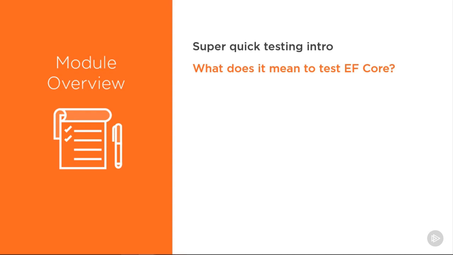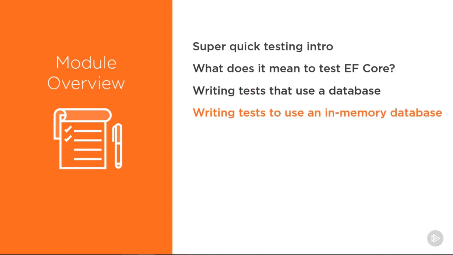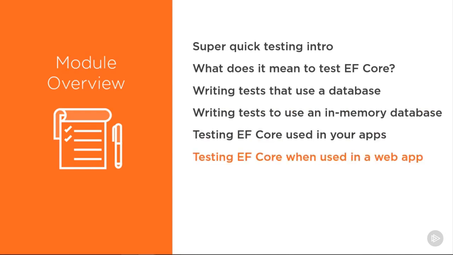Then we'll create some tests that interact with EF Core, either directly or indirectly. The first one will use the SQL Server database in its test. Then we'll switch to EF Core's in-memory database provider for running your tests against EF Core logic more quickly. You'll see the basics of how to use the in-memory database provider and then add some tests into the solutions we've been working with throughout this course.